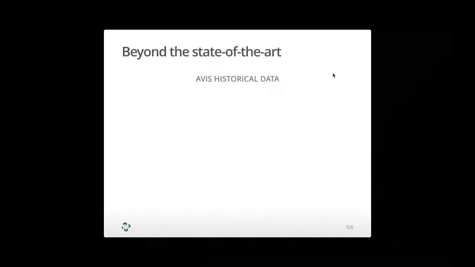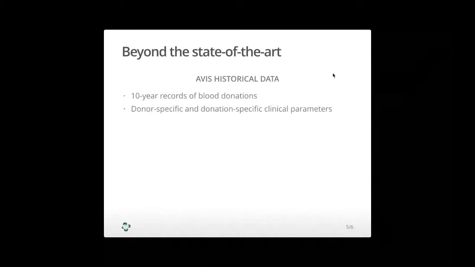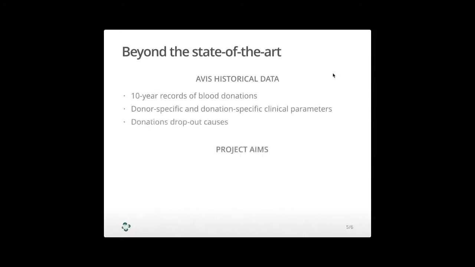Avis has 10-year records of blood donations recorded both at donor-specific and donation-specific level. So we have clinical parameters recorded both longitudinally and cross-sectionally. And most importantly, we have donation dropout causes. It means that if a donor needed to stop donating blood due to the development of some illness, this is registered. What we would like to do is to make a comparison between the healthy donor population that are still active donors and the population of former donors that needed to step out from donating blood due to the development of some illnesses.